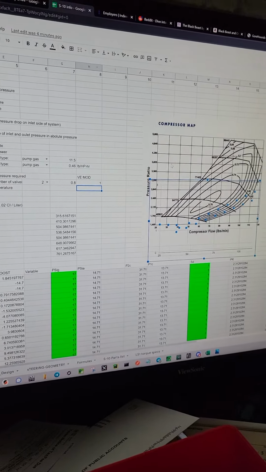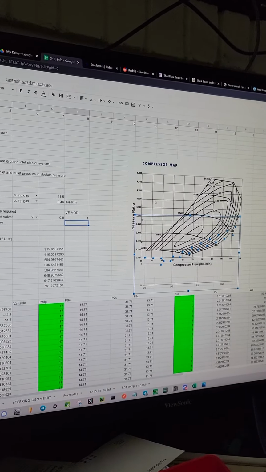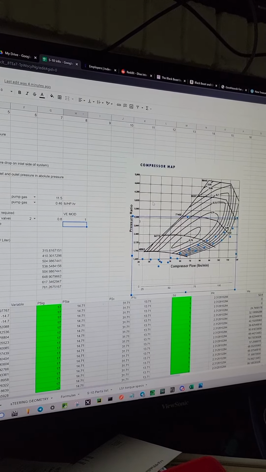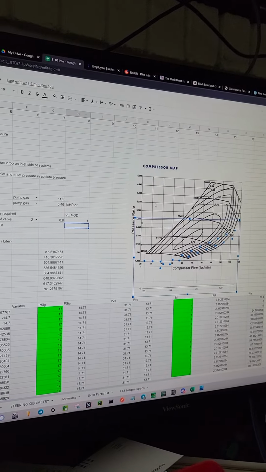You will damage them over time. That's just how centrifugal compressors work. Surging them is always bad. You will always screw things up if you surge a centrifugal compressor.